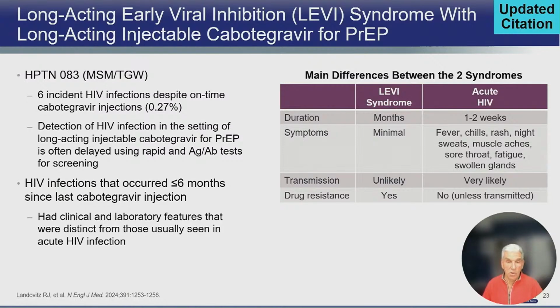There is a syndrome called LEVI, looking at what happens when people get infected on this, and there were 6 incident infections that occurred despite on-time cabotegravir injection. So a very high rate of success, but still these people were able to convert during this period, and these occurred within less than 6 months after the last injection. And you can see here that this duration, they could have had acute HIV, it could have waxed and waned, transmission would be unlikely. It's a vague situation because of low viral load levels.